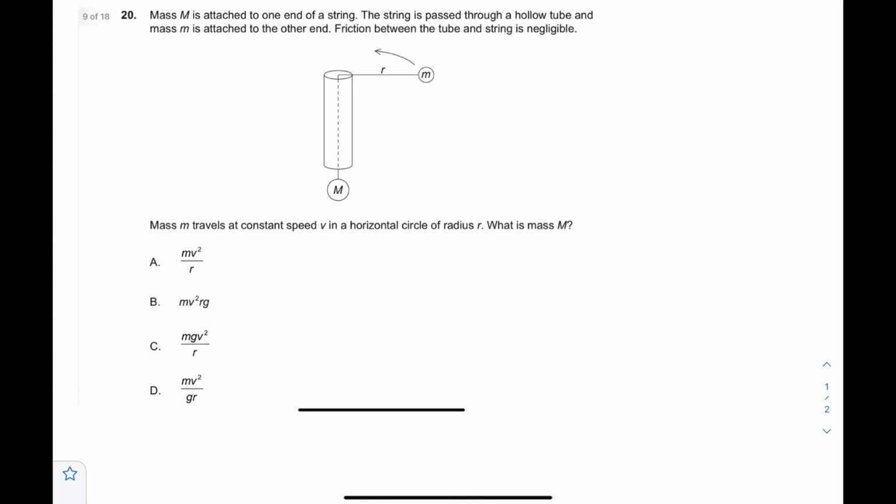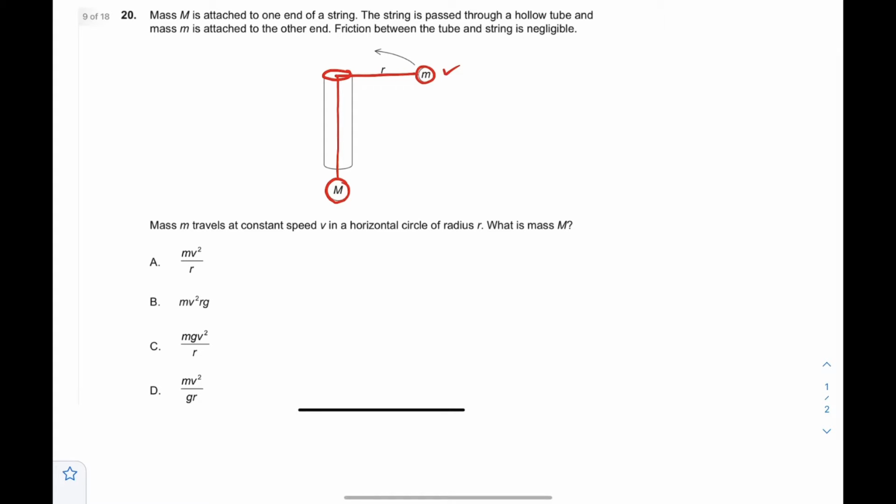Okay, so in question number 20 it says that there is a mass M that is attached to the end of a string. So this is the string, and at the end of the string there is the mass capital M. The string is passed through the hollow tube and the small m is attached at the other end. So this is the hollow tube, and at the end of the hollow tube there is the small m mass that is attached. The friction between the tube and the string is negligible. Okay, so the mass m travels at a constant speed v in a horizontal circle.